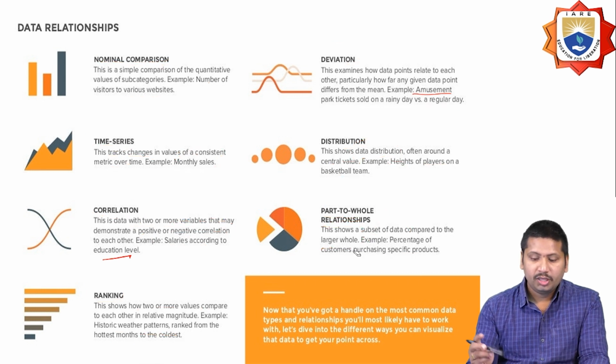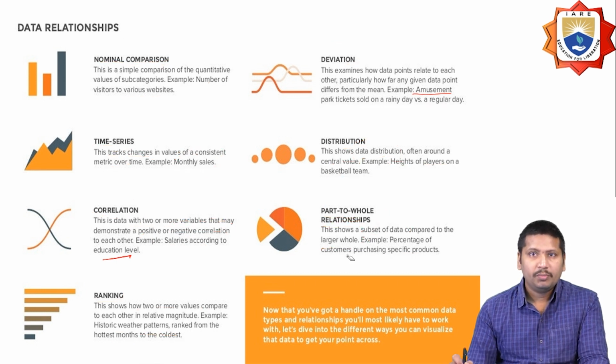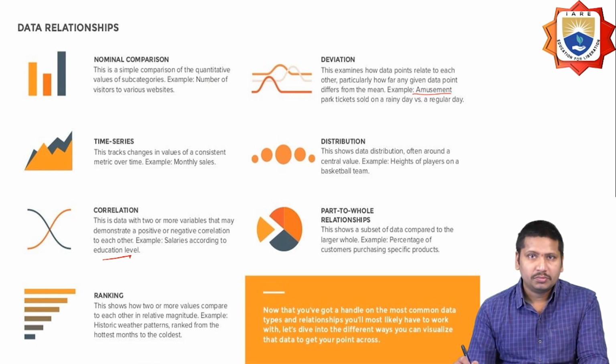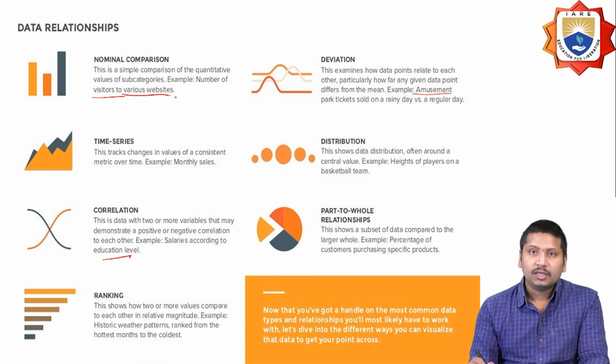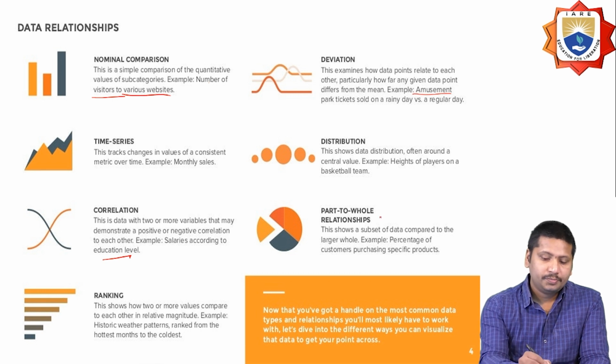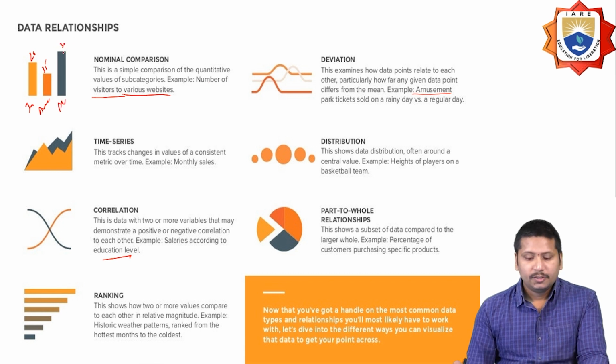So here should be the nominal one. Nominal means it should be a simple comparison of quantitative values of subcategories, like the number of visitors to various websites. Suppose in India, how many foreign visitors? Let it be 20. In America, how many? It should be 35. And Africa, how many? It should be 30, like this.